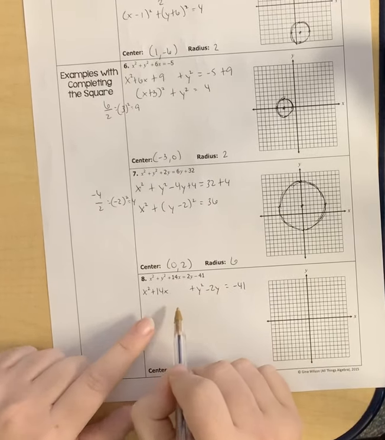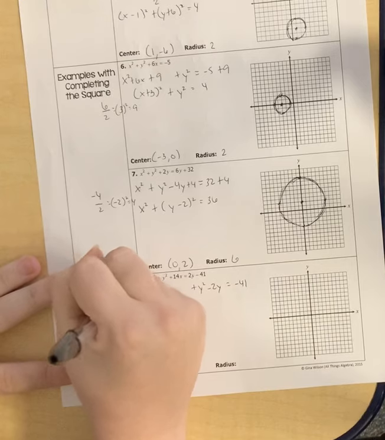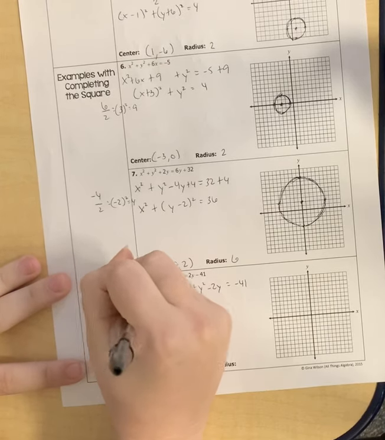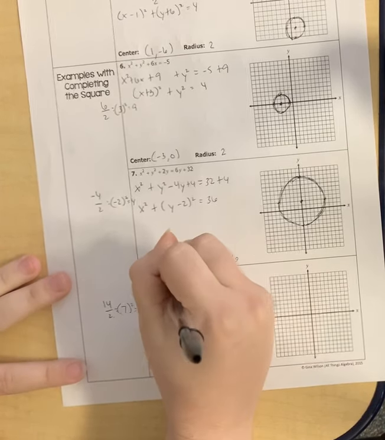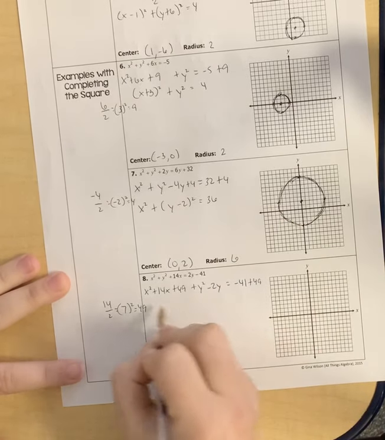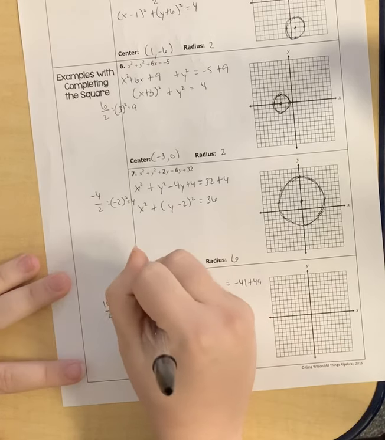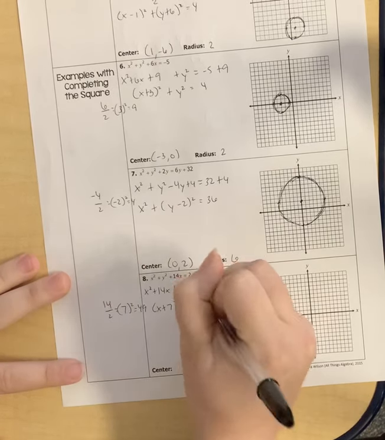But we need to actually complete the square twice on this one. We're going to do it with the x's, and we're also going to do it with the y's. So with the x's, we have 14 divided by 2 is 7. Square that, you have 49. So we want to add 49 on both sides. Okay. So to complete this part, what multiplies to give you 49 and adds to give you 14 is 7. So you have x plus 7 squared.